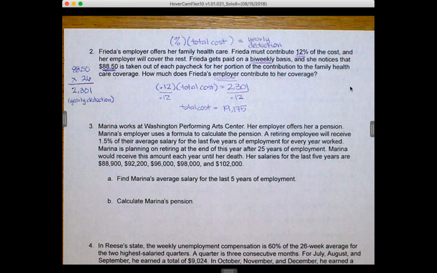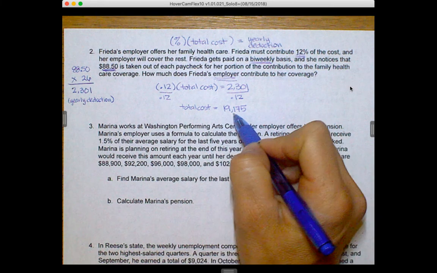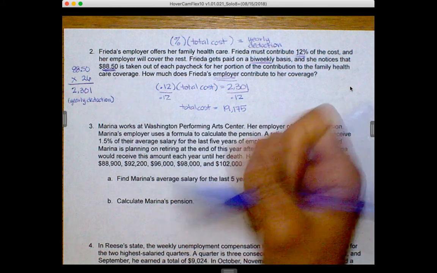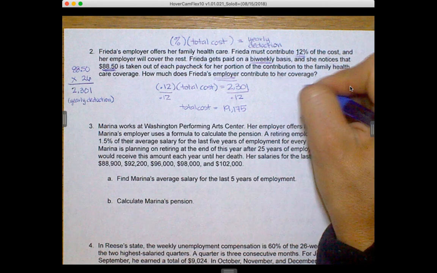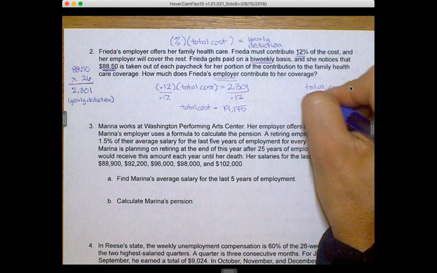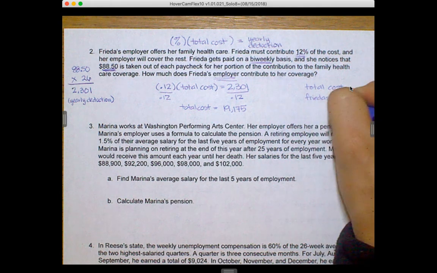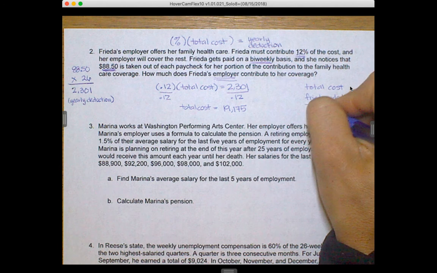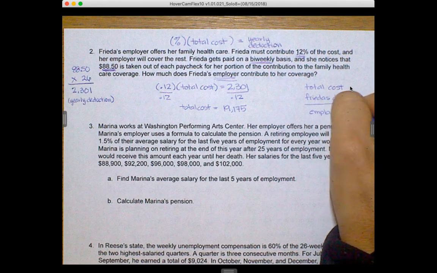Now, the question is asking how much does her employer contribute for her coverage? So how much is the employer paying for the health care? Well, they're not paying the whole amount because Frida paid this much. So to figure out what the employer paid, I'm going to take my total cost and subtract from it Frida's contribution, or what her deduction was. And that's going to give me what the employer contributes.